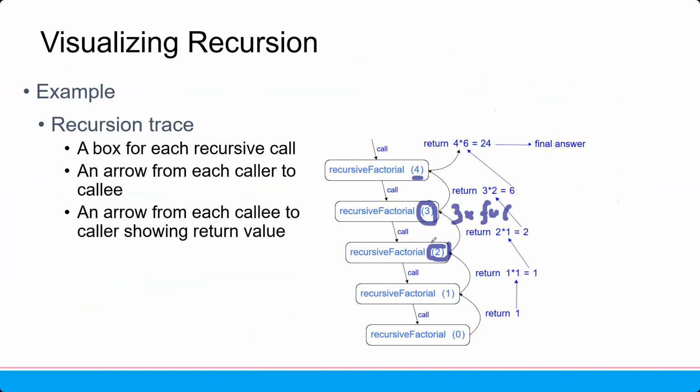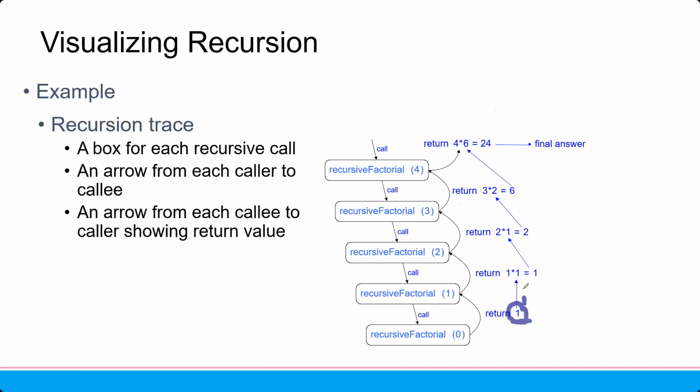So again, we check: 2 multiplied by the factorial(n minus 1), which is 1. So we call 1. N equals 0? No. Then again, we have 1 multiplied by factorial(0). N equals 0, yes, because it is already 0, so it returns 1.